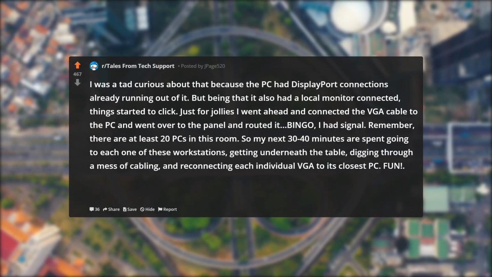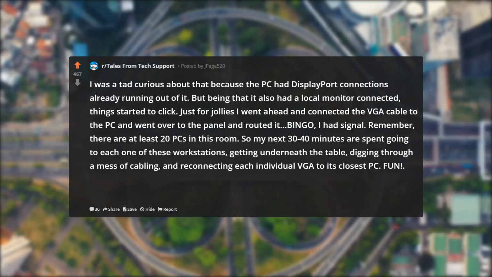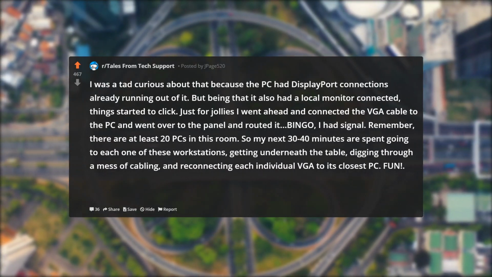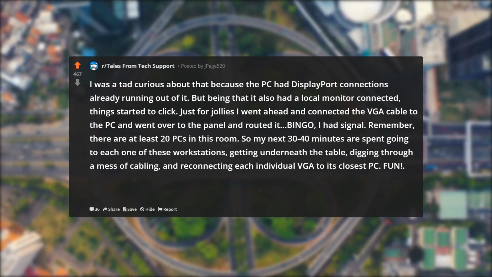Bingo, I had signal. Remember, there are at least 20 PCs in this room. So my next 30 to 40 minutes are spent going to each one of these workstations, getting underneath the table, digging through a mess of cabling, and reconnecting each individual VGA to its closest PC.